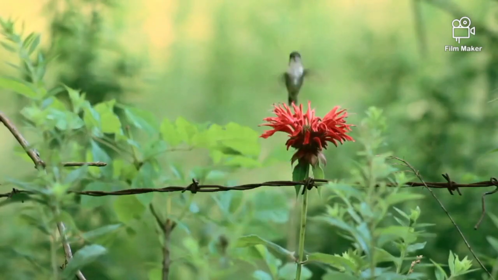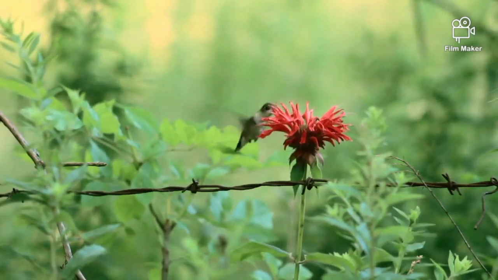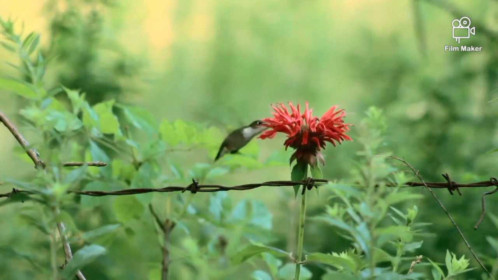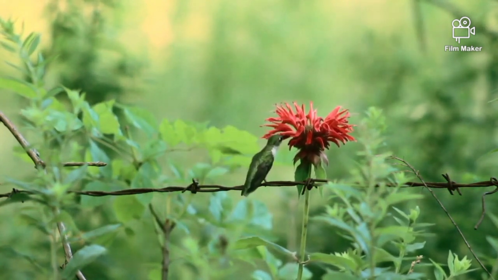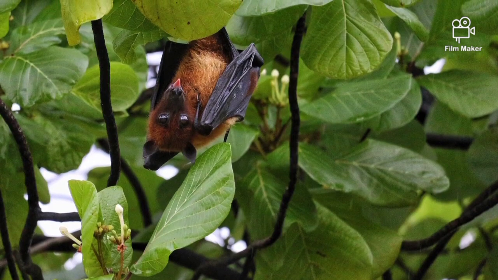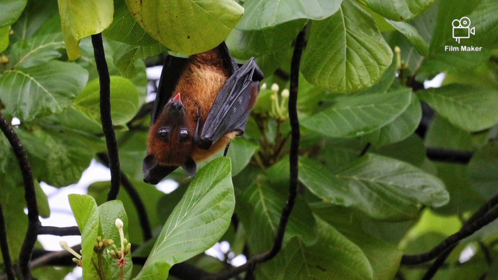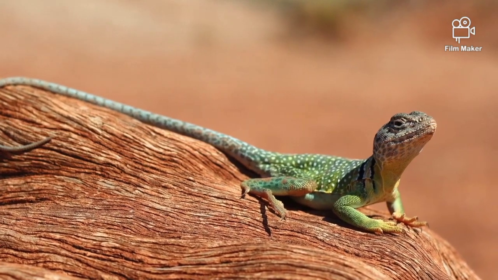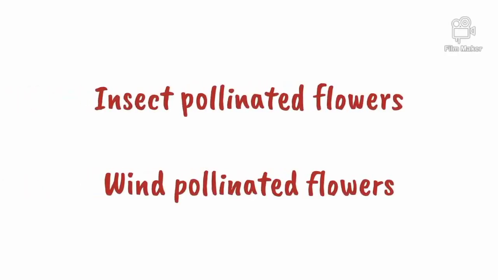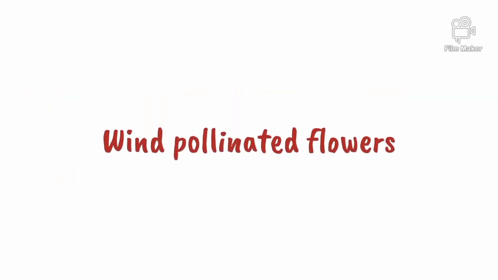Birds are also able to transfer pollen grains from anther to stigma when they visit the flower. Also, there are some species of bats that also pollinate flowers, and some species of lizards are also able to pollinate flowers. Let's look at wind-pollinated flowers.